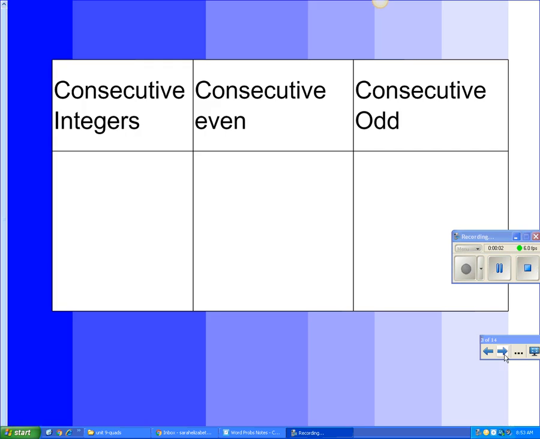Today we're starting with consecutive integers. So let's review from earlier in the year. What do we do when it says consecutive integers?